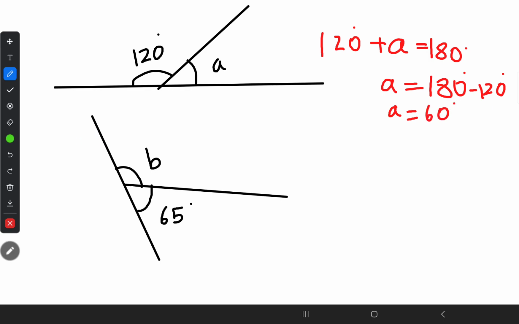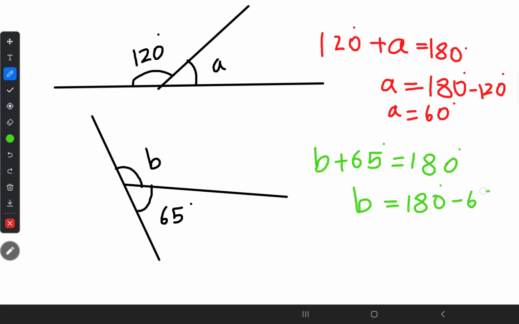Then the second question. Here we have B plus 65, which equals 180. That means to find the B value, from 180 you should subtract this 65 degrees. That will give you the B answer, that is 115 degrees.